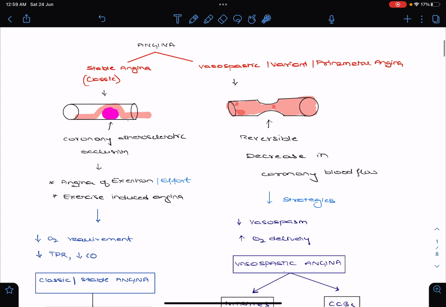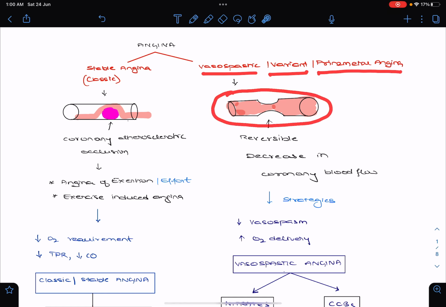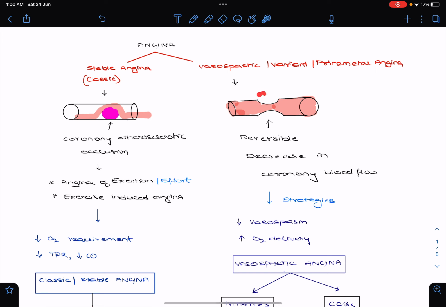What is the other type of angina? We have vasospastic angina, which is also called variant angina, and it is also called Prinzmetal's angina. What happens in case of vasospastic angina? There will be coronary vasospasm, as you can see here. Because of this, there is a decreased blood flow due to the vasospasm. This is a reversible decrease in the coronary blood flow.